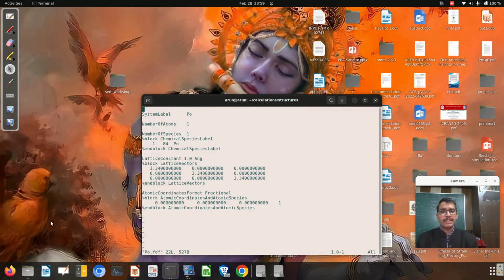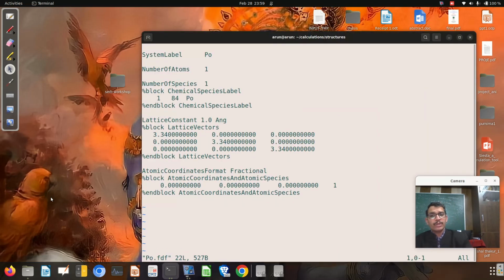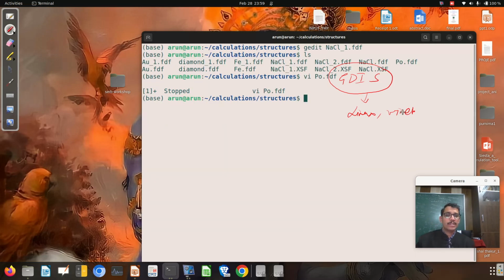Here, if I look at this file, it is an FDF file, a free data format file, and you can visualize this using a tool known as GDIS. So to visualize this I will use the tool GDIS. It is available in both Linux and Windows environments. I am using a Linux environment.